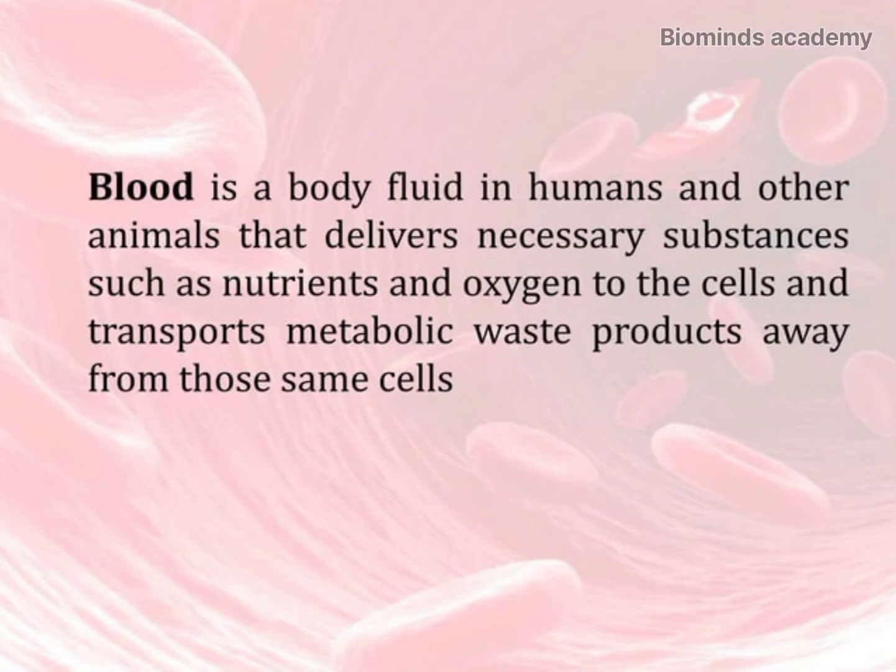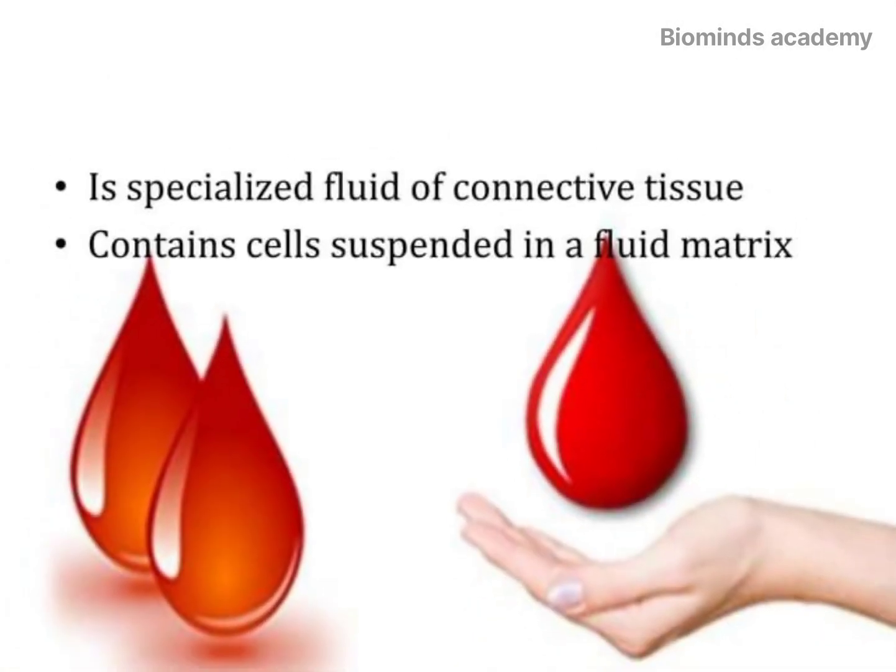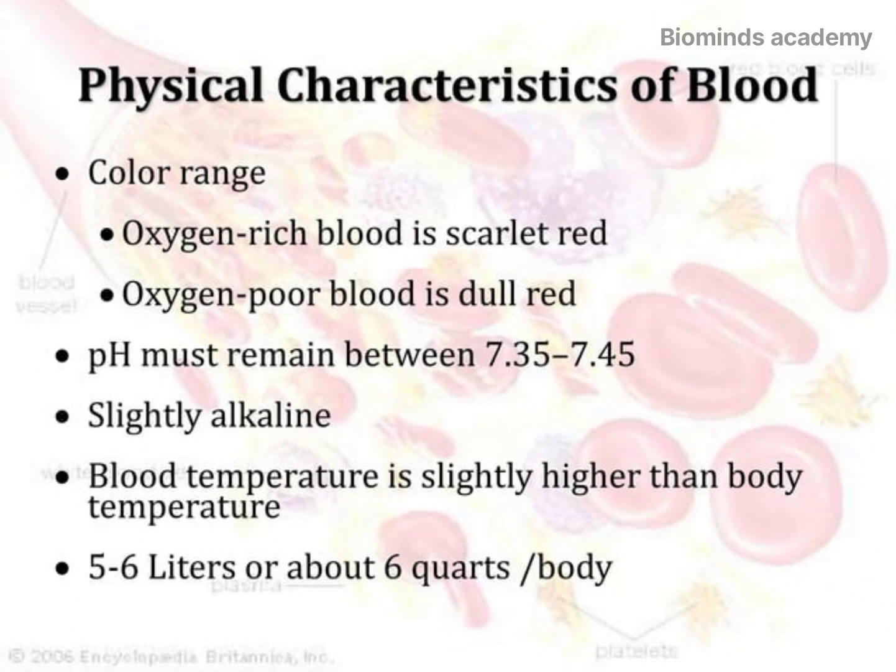Blood is a body fluid in humans and other animals that delivers necessary substances such as nutrients and oxygen to the cells, and also transports metabolic waste products away from these same cells. Blood is a specialized connective tissue, a fluid connective tissue that contains cells suspended in a fluid.